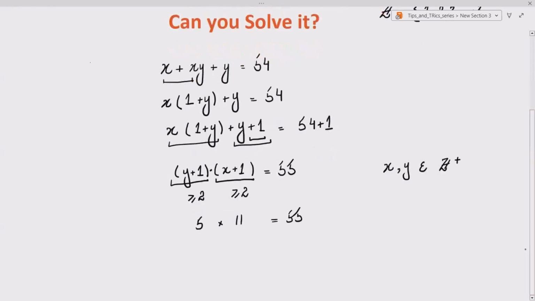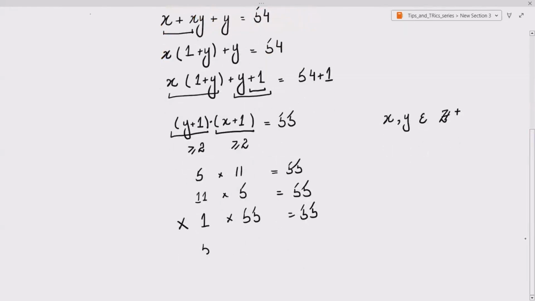In the same way, when y plus 1 is 11 and x plus 1 is 5, we again get 55. Another thing is that when I multiply 1 with 55, I get 55. It means y plus 1 is 1, but this is not correct because we know that y plus 1 is greater than or equal to 2. Likewise, when y plus 1 is 55 and x plus 1 is 1, I get 55 again, but this is not possible because x plus 1 is greater than or equal to 2.